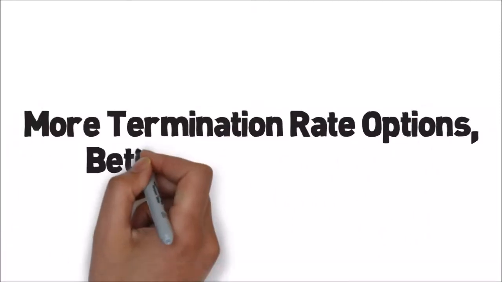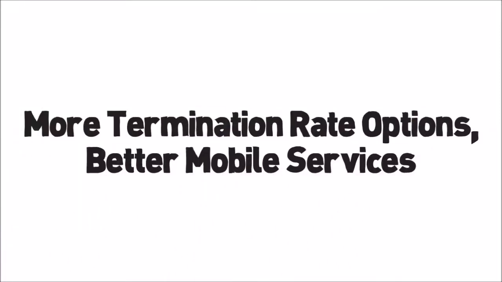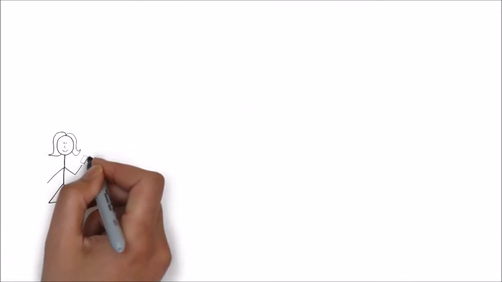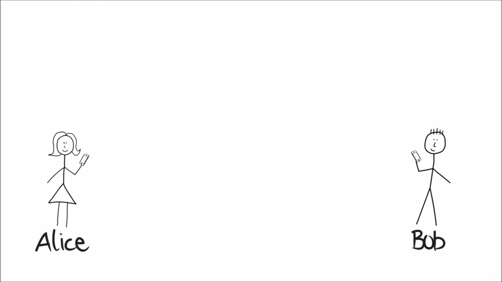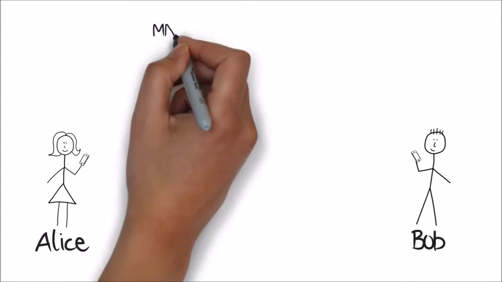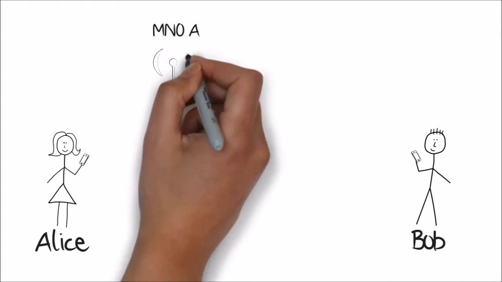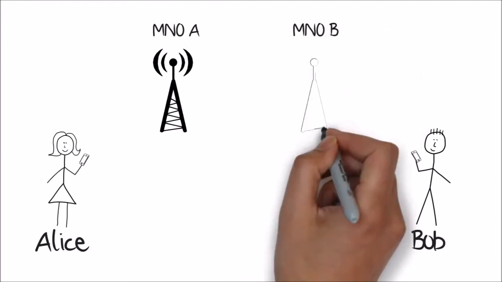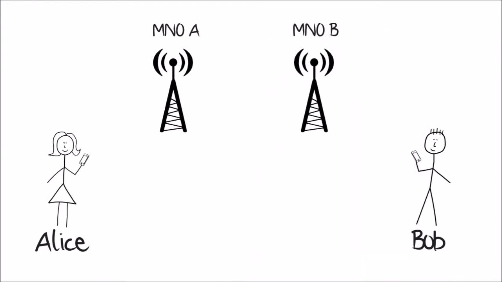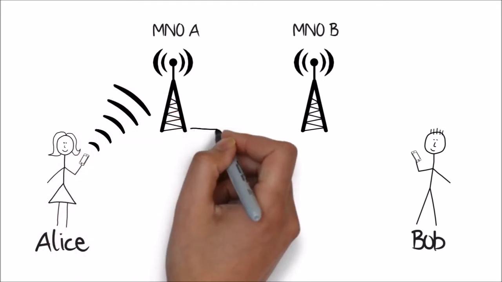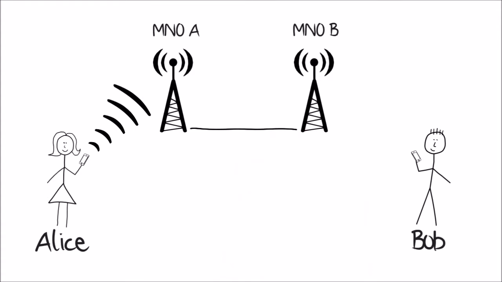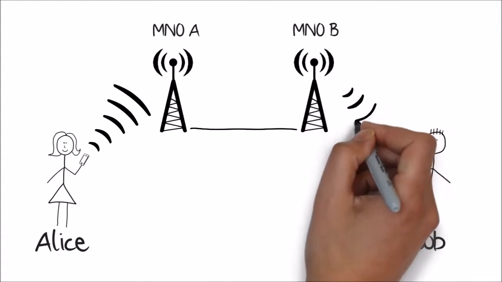More termination rate options, better mobile services. Let's meet our two friends, Alice and Bob. Alice wants to call Bob, but Alice and Bob are customers of two different mobile network operators, so-called MNOs. Now, when Alice is calling Bob, her MNO routes her call to Bob's MNO, which delivers Alice's call to Bob.